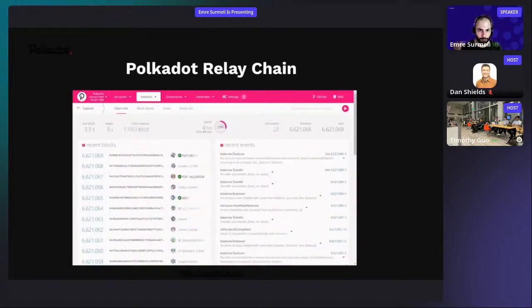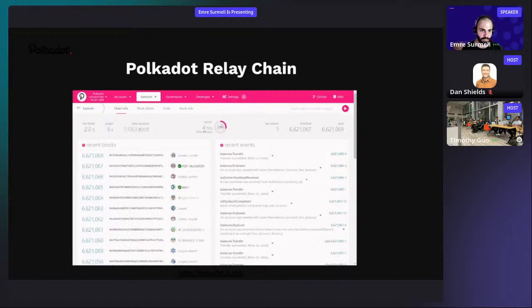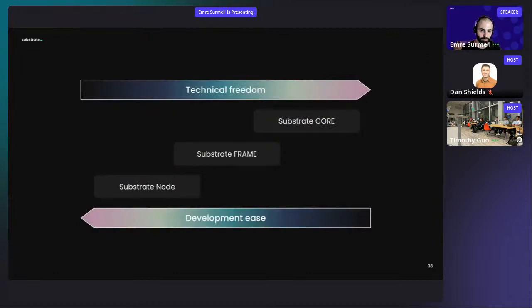So the relay chain is something that will be useful to interact with. This is the Polkadot.js UI. And then we have testnets: Westend, Canvas, Rococo. These are testnets that can be deployed to test out functionality before it can go on to something like Kusama. And Substrate gives you technical freedom.